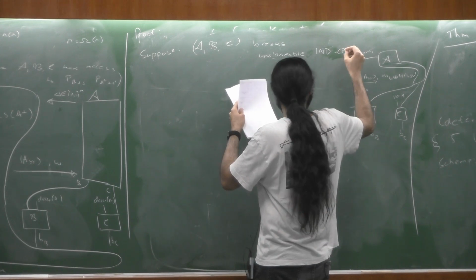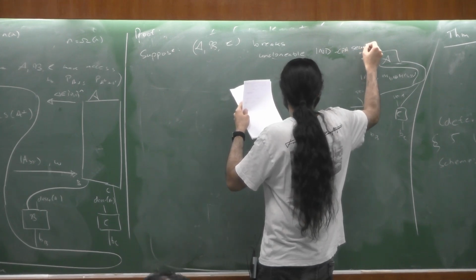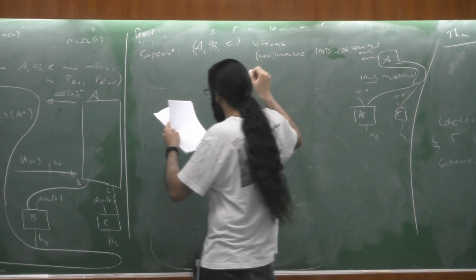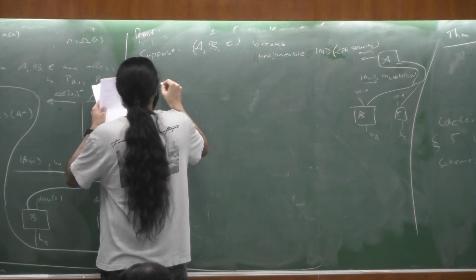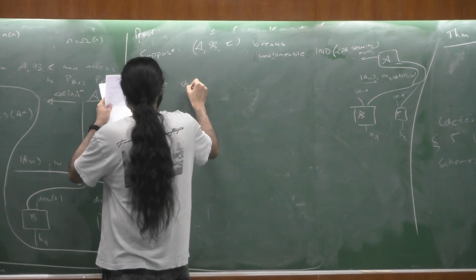I don't know why they use CP actually. I don't know where this fact is used. Unclonable indistinguishability. Okay. So yeah, maybe I'm missing some subtlety, but we'll see.